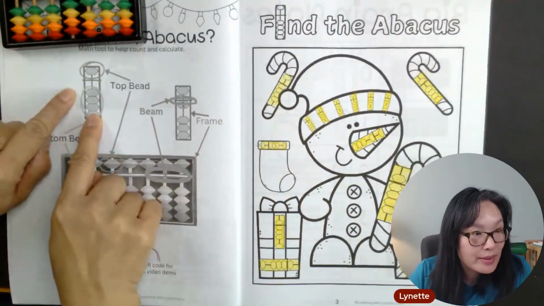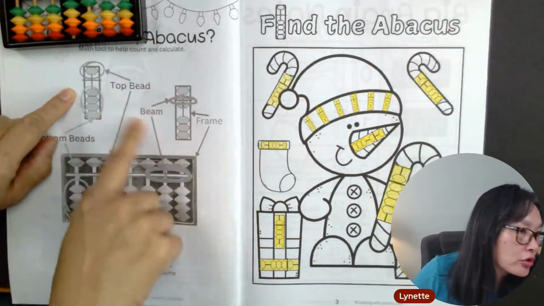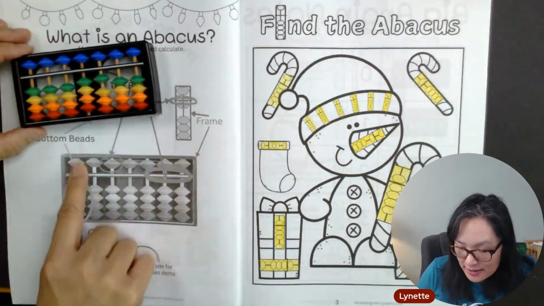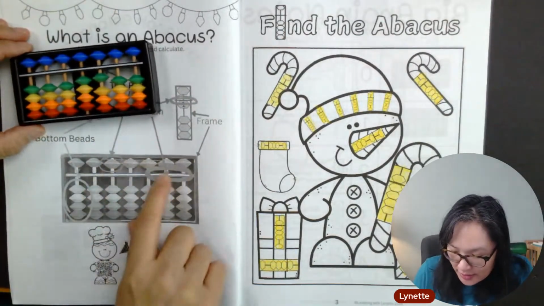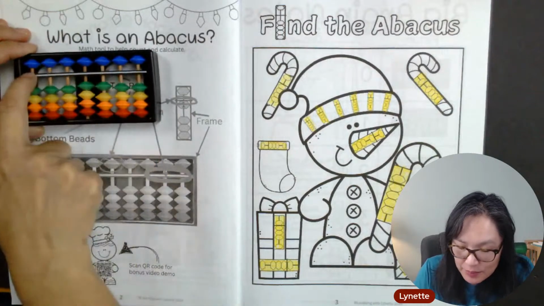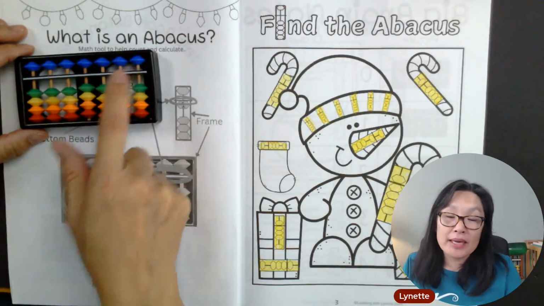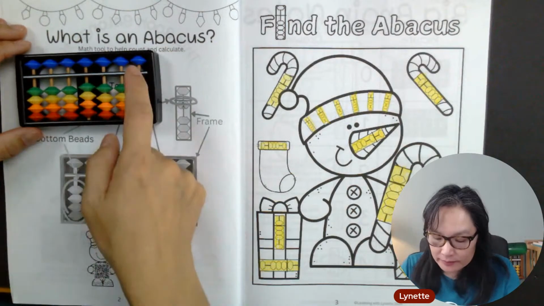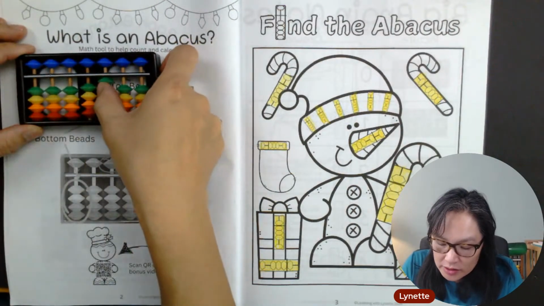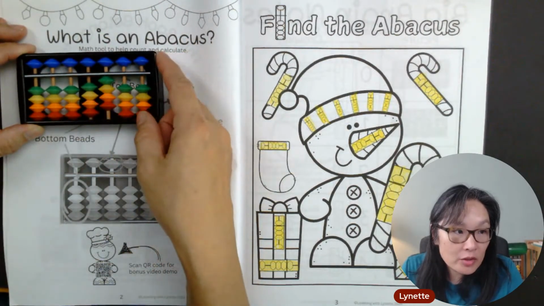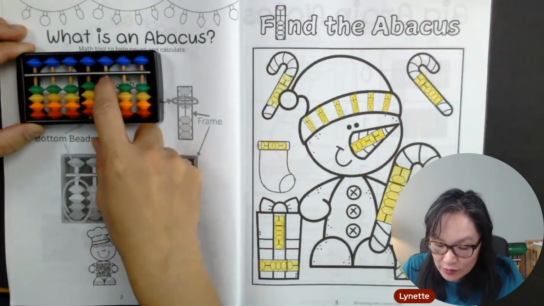Here's the picture of the abacus. These are the structures that they have to look at. And then this is what it actually looks like. So here's the beam. This beam is what helps count the beads on the abacus. So when we count it, it's 1, 2, 3, 4. So we are able to use it in a real abacus.